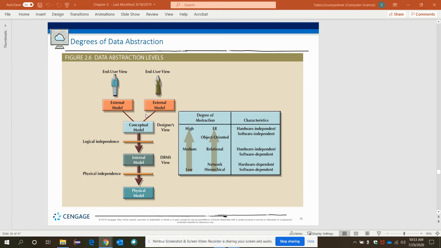Now let's come to the external level. At the external level, the user just interacts with the system with the help of a GUI, or graphical user interface, and enters the details on the screen. They are not aware of how the data is stored and what data is being stored. Such details are always hidden from them. So these are the three levels which are important in data abstraction.